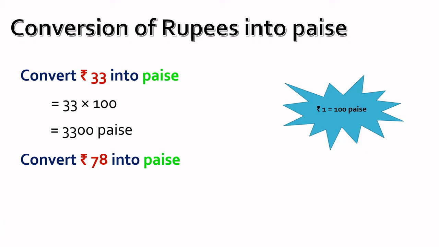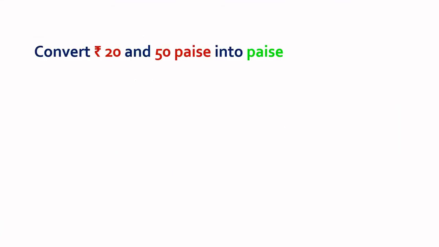Convert 78 rupees into paise. As we know, children, 1 rupee is equal to 100 paise. So to convert 78 rupees into paise, we will multiply it with 100, which will give us 7800 paise. So 78 rupees is equal to 7800 paise.